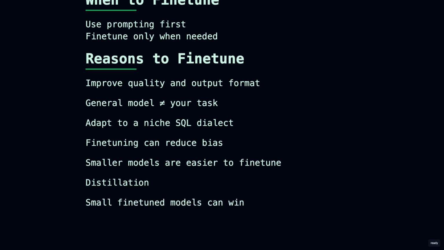Fine-tuning can make a small model outperform a much larger general-purpose model on a narrow task. The key point is that task-specific training data can matter more than raw model size when the target problem is well-defined.